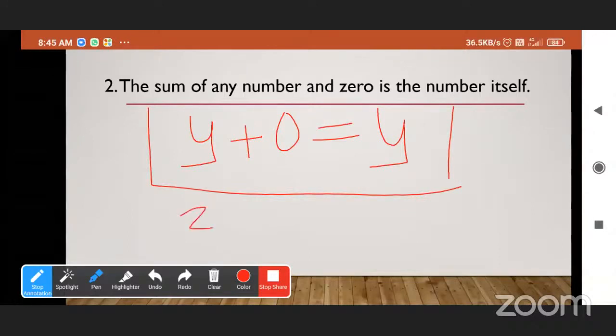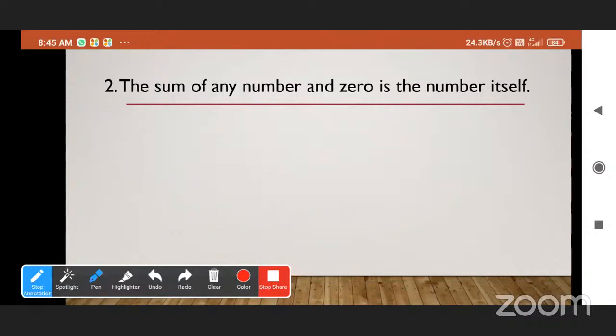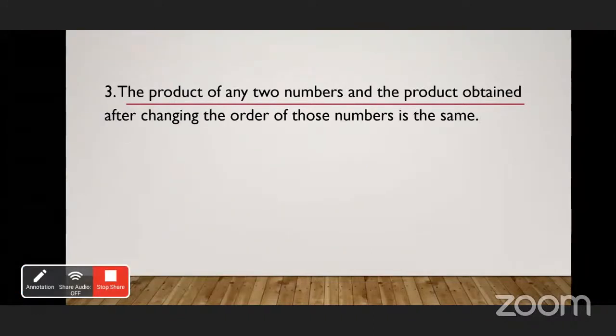If we write 2, then 2 plus zero is 2. If we write y is 5, 5 plus zero is 5. So we can use y as any number. Y is 4, y is 3, y is 2, y is 10. It is any number. So in the place of any number, we will put y. So the property is y plus 0 is equal to y. Now read the third one.